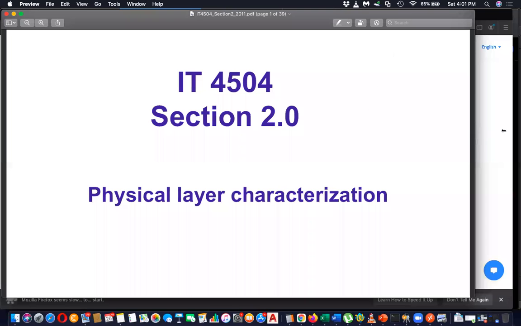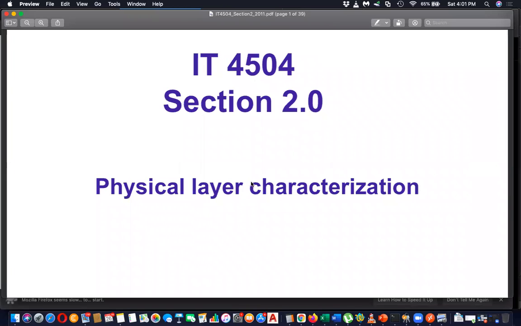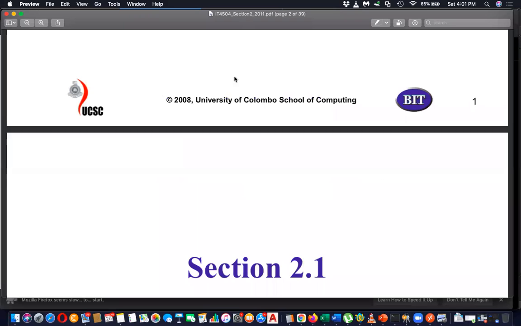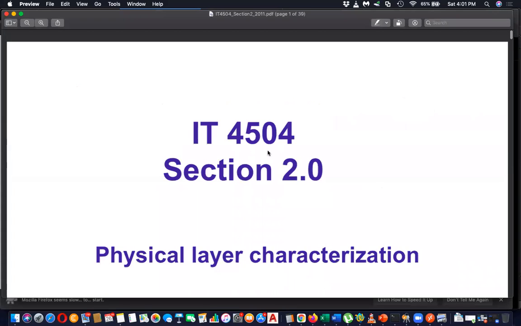Okay, let's start from the place that we stopped last day. That is basically the physical layer characteristics.